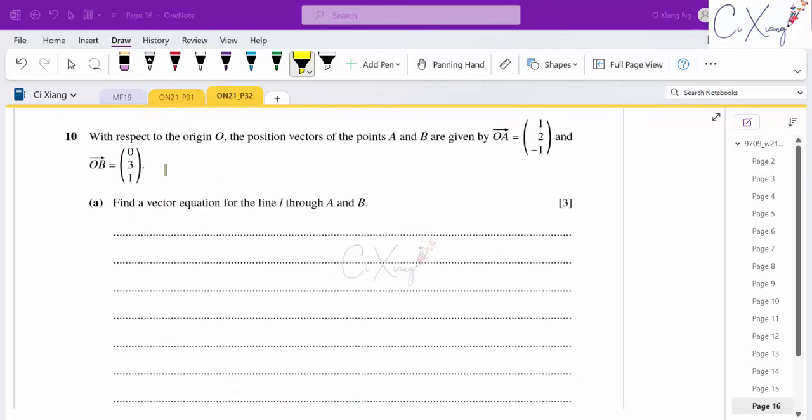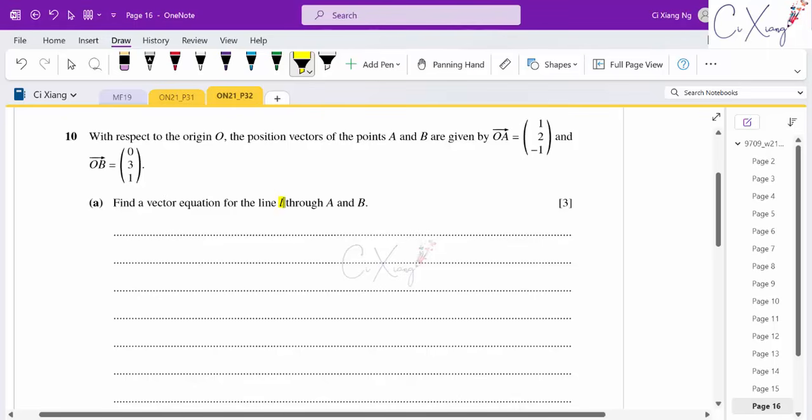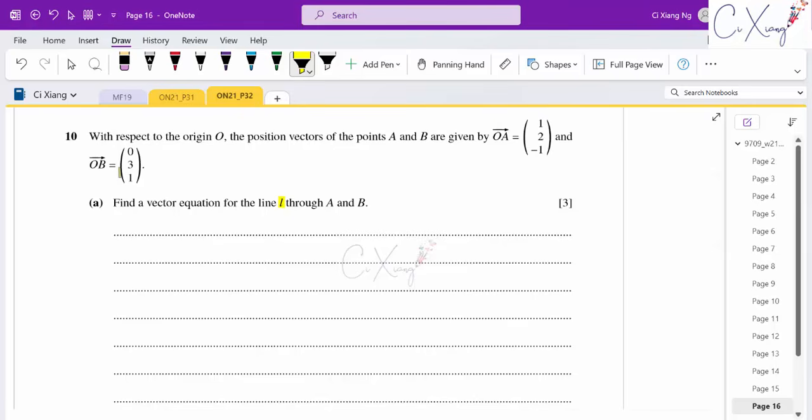Okay, so question number 10. With respect to the origin O, right, the position vector for A and B are given. And they want us to find the vector equation of the line L through A and B. Okay, so to find the vector equation for line L, right, I need passing point. So passing point can be point A or point B. So we're having more than enough for passing point. And after that, we also need the direction of the line to form the vector equation.